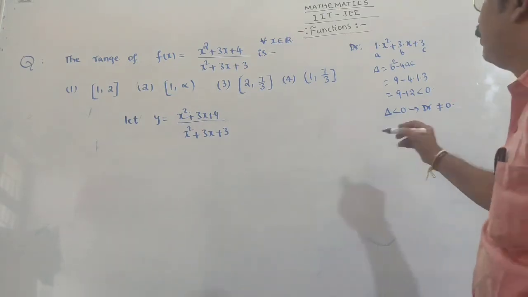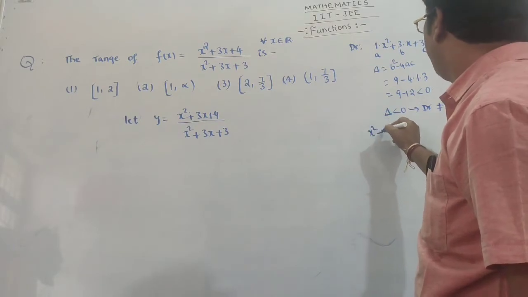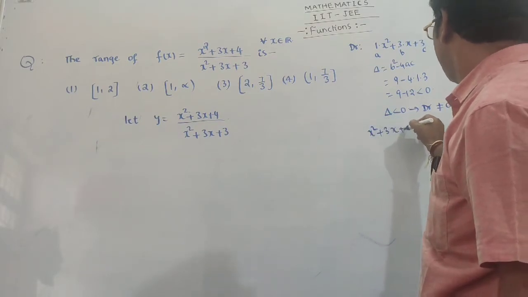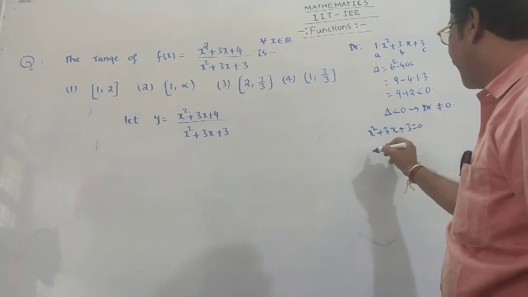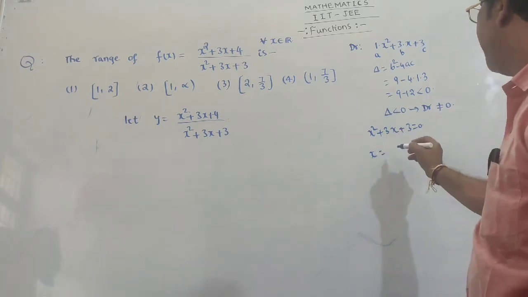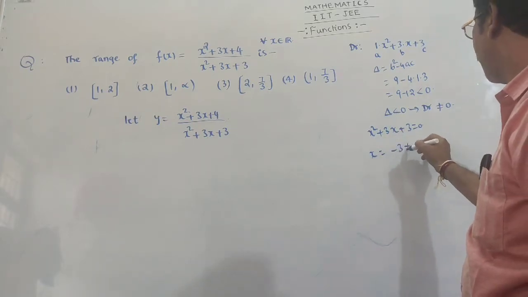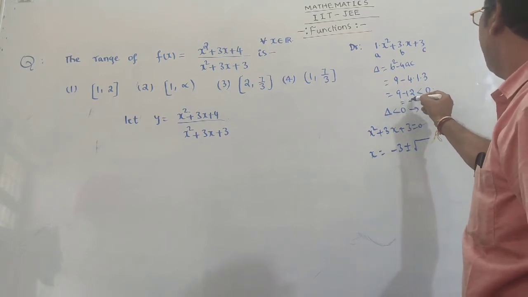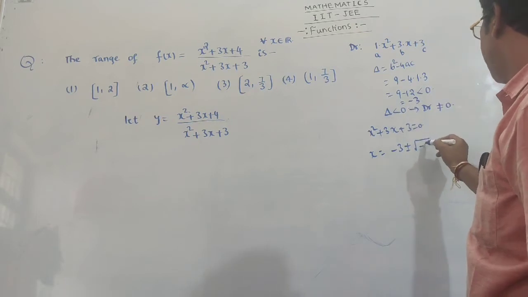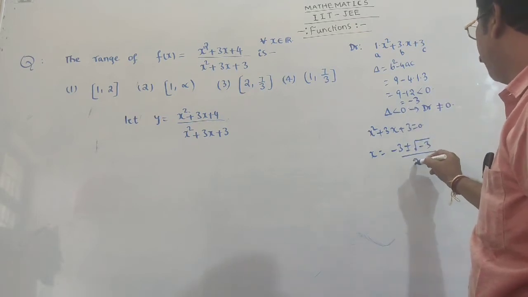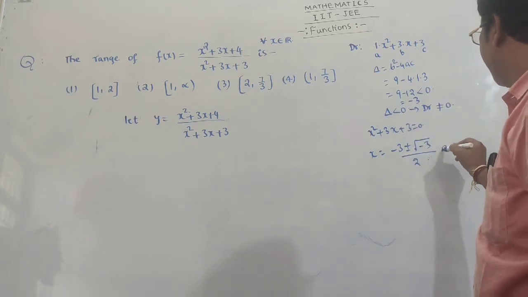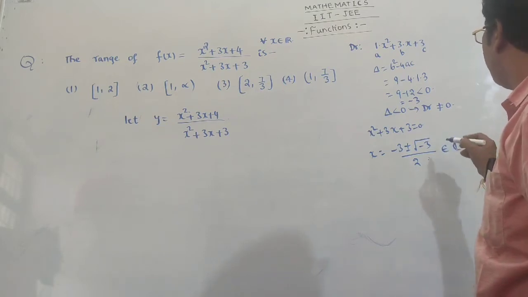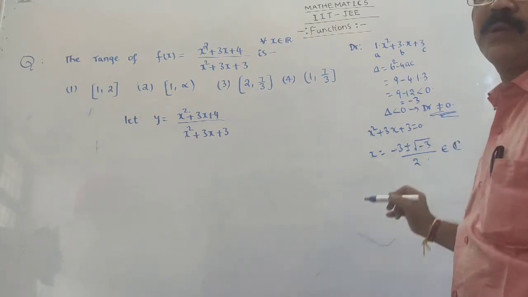Or you can solve x² + 3x + 3 = 0 and find x equal to (-b ± root of b² - 4ac) divided by 2a, here -3 plus or minus root of the discriminant divided by 2a. So clearly we are getting complex roots, not real roots equal to 0.